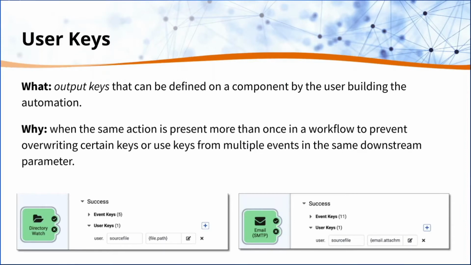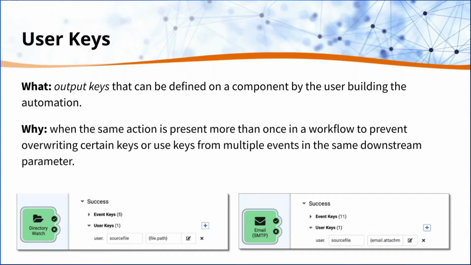So the second type of output key is a user key. And these can be defined by the user who is building the automation, and they can be set to take a value from an existing event key, or they can be a manual text entry. So there are a number of scenarios where creating a user key in your automation might be helpful.